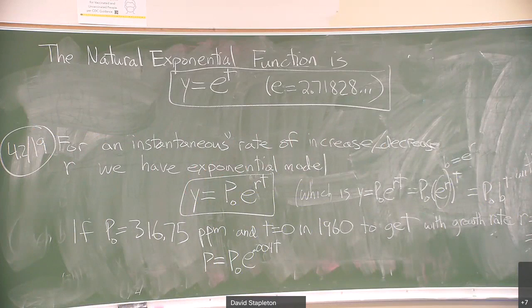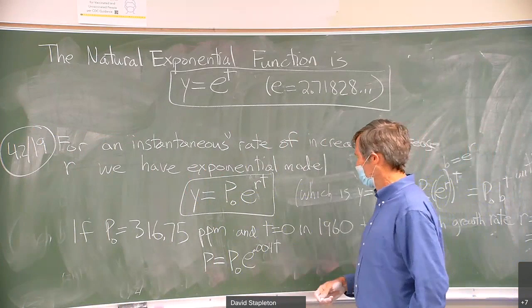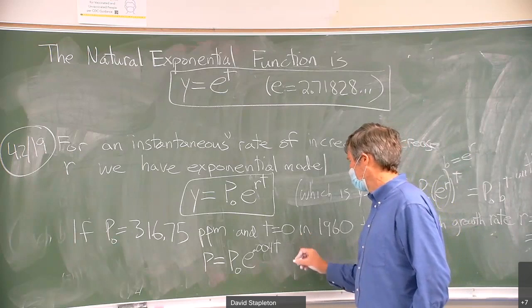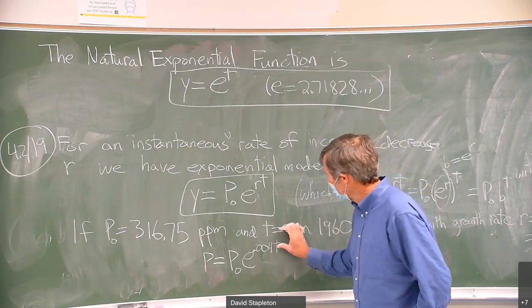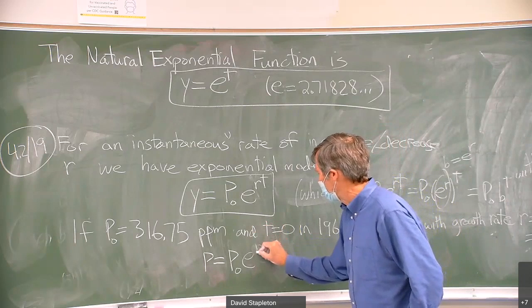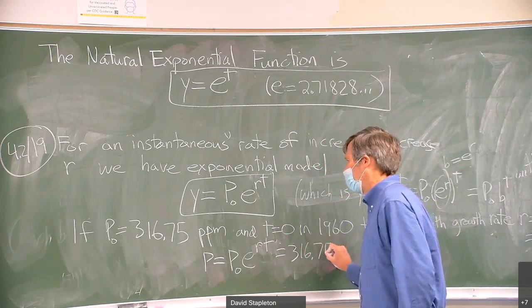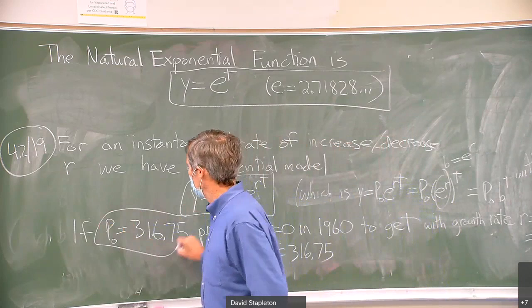1% would be 1 here. I've got 4/10 of that. So you put in this formula r as a decimal, not as a percent. You don't want 4 here; it'll blow up the earth in no time, right? And you can do this on your calculator. Let's put P0 e to the rt and then put in 316.75. P0 is always P of 0.